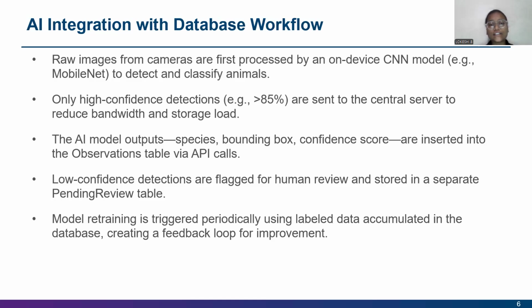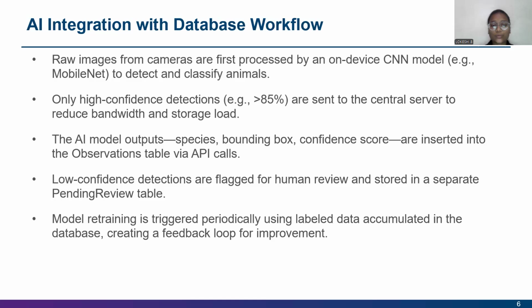This is the AI integration with the database workflow that captures the raw images of the animals that use it to classify and detect what kind of animals. It can first be processed on the CNN edge device models, and only detections above 85% are sent to a central server to reduce the bandwidth.